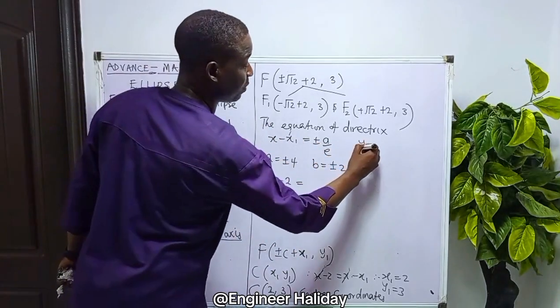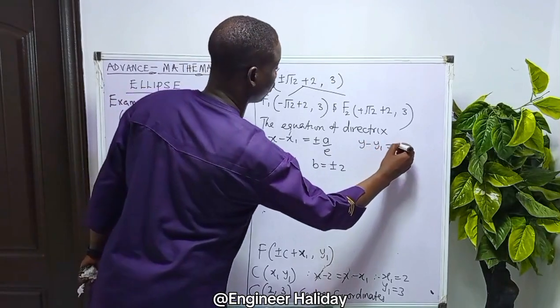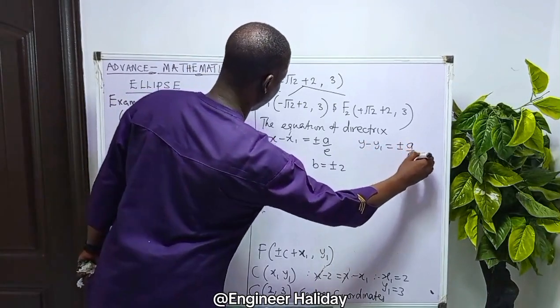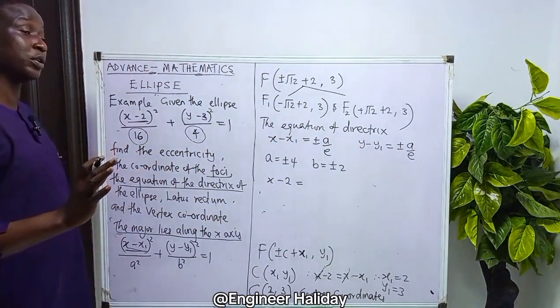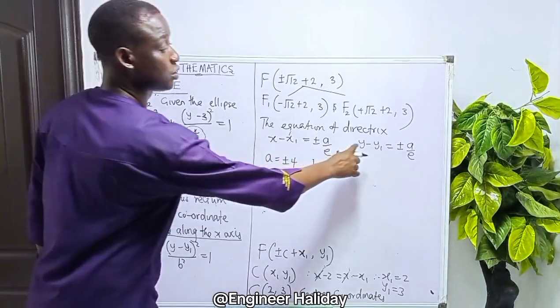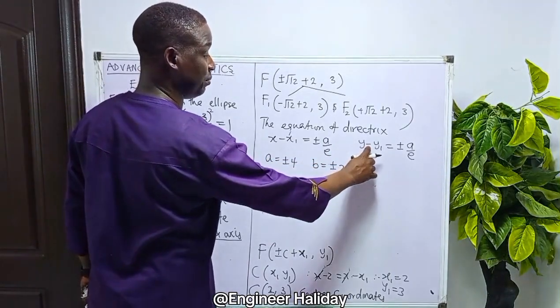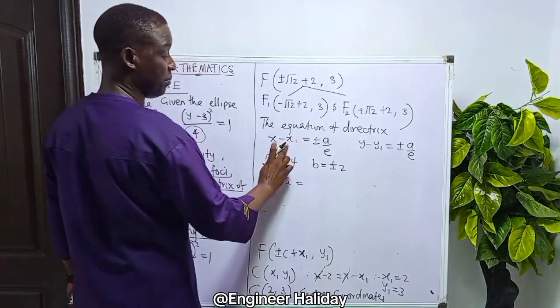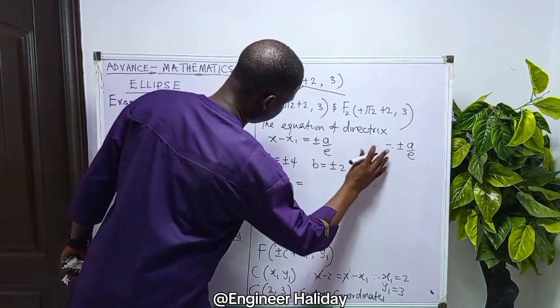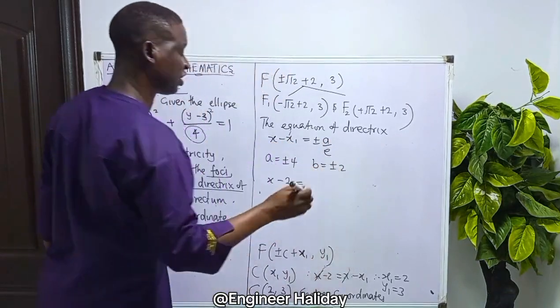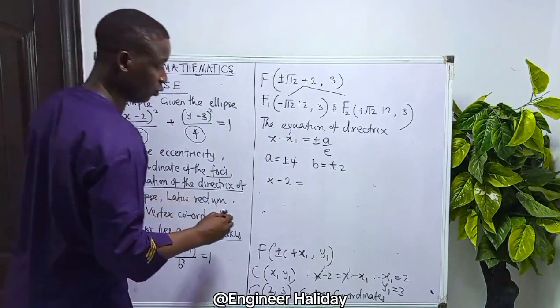If it lies on the y-axis, we have y minus y1 equal to plus or minus a over e. Please take note of that. Very important, because this one lies on the y-axis, major on the y-axis, and this one is major on the x-axis. So take note of that. Just make similar changes when you are doing that.